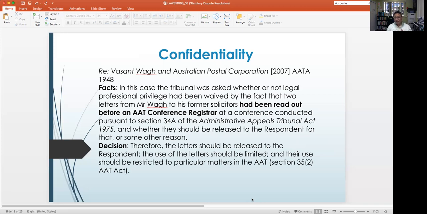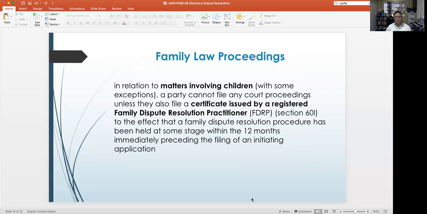However, this is not part of what is known as judicial precedent. It isn't binding upon the courts. Now, so we've covered the Administrative Appeals Tribunal. We're now going to be considering ADR processes or statutory dispute resolution processes in relation to family law proceedings.